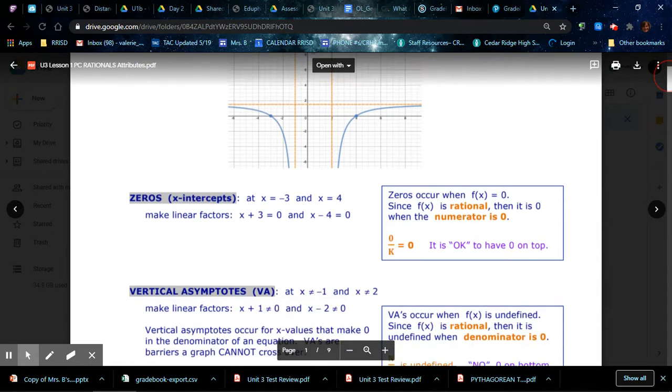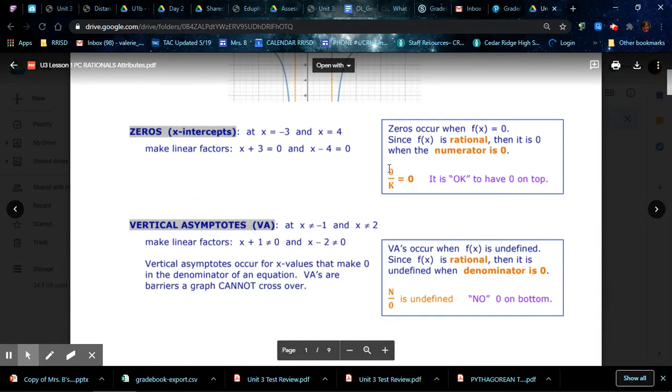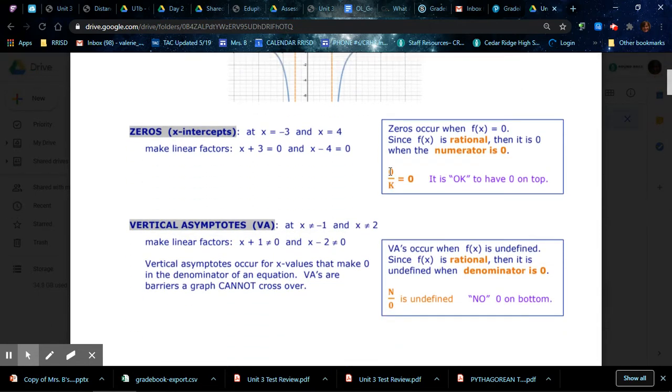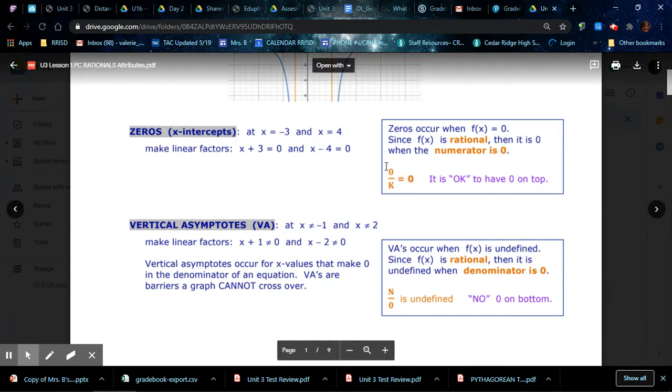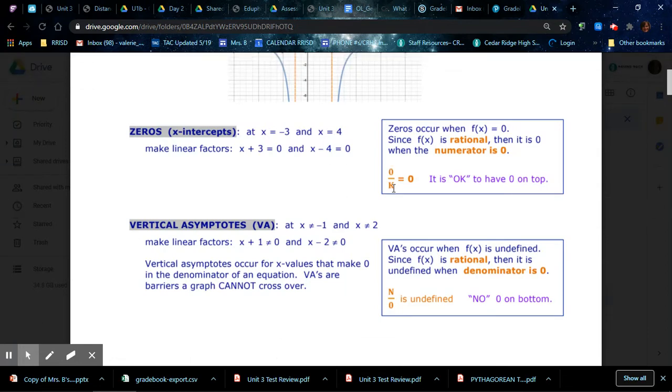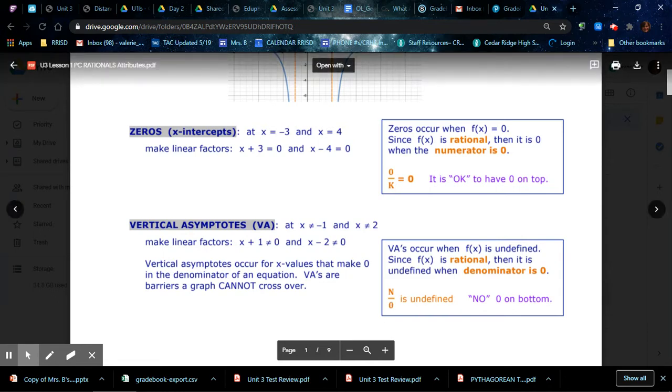So here's just a silly way to remember this. It is 0 over k. It is okay for 0 to be on the top. 0 can be on the top. When can it not be 0? On the denominator. So no, NO, is when you have a 0 on the denominator, the bottom.